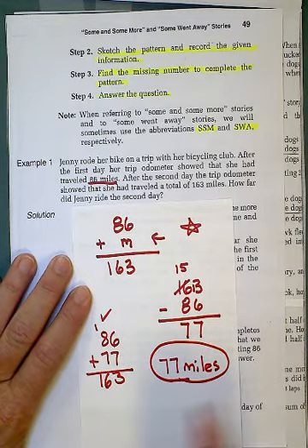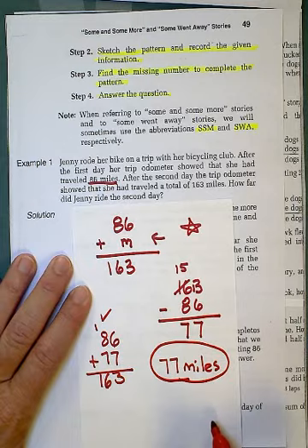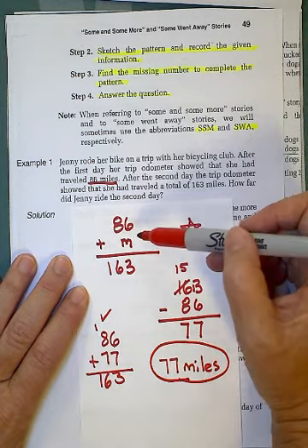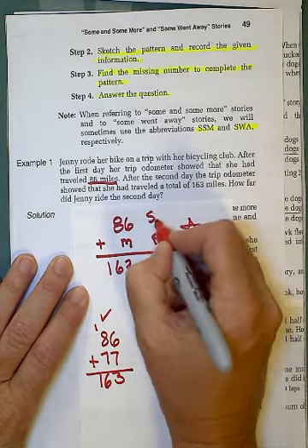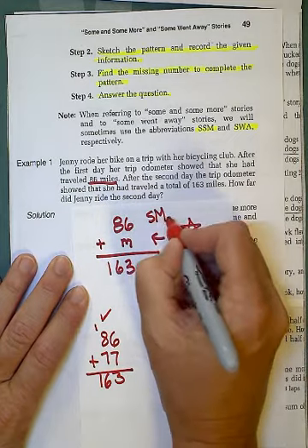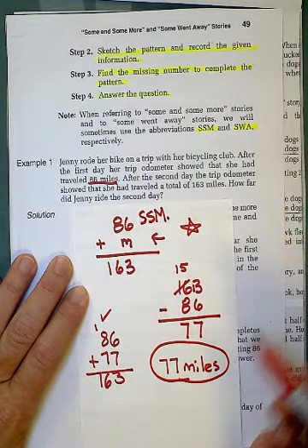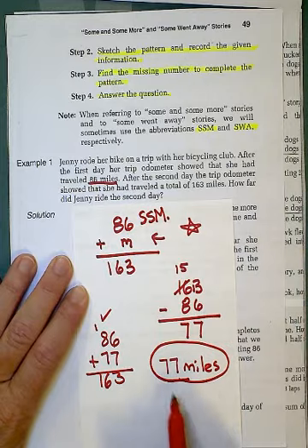Notice in this one space, in order to solve the problem, I had lots going on. I wrote the equation that exactly matched the word problem. It was a some and some more problem. But in order to solve, I had to do subtraction. And then I got my answer. I went ahead and checked it here.